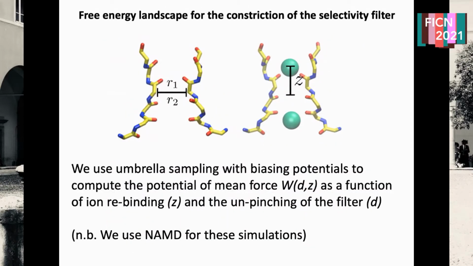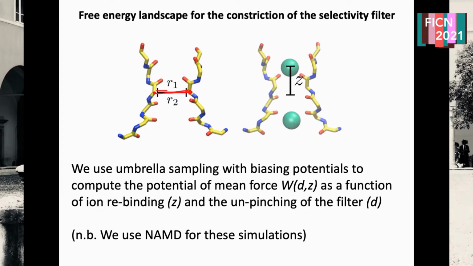Now, staring at spontaneous transitions is very cool, but of course, it's also nice to have a more statistical mechanical view of things. One way to characterize that is to look at the potential of mean force. So what we do is look at the potential of mean force as a function of the pinching coordinate. It's the distance between the 2 carbon alpha of the 2 glycines at the center of the filter.